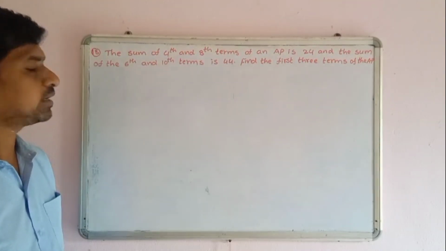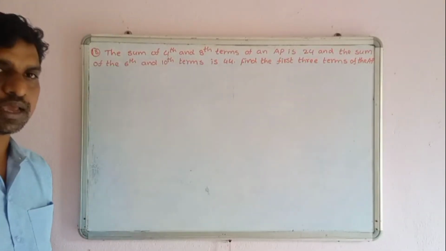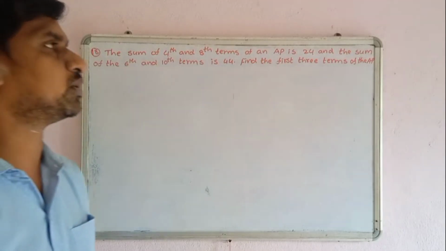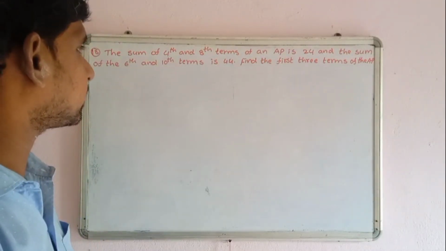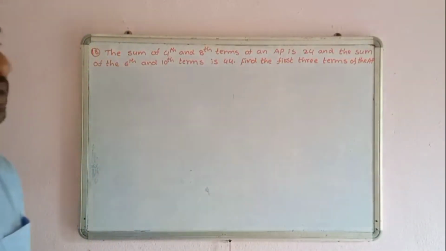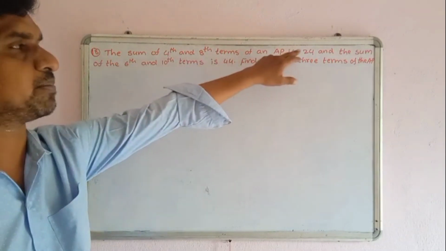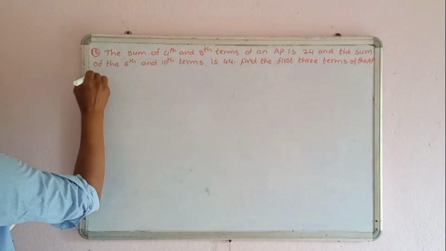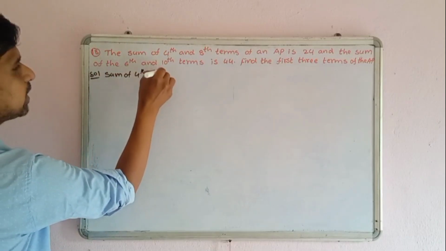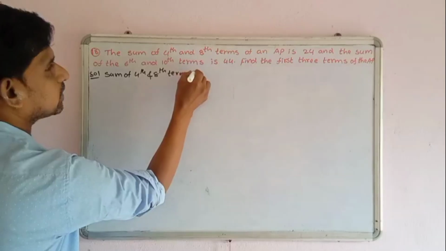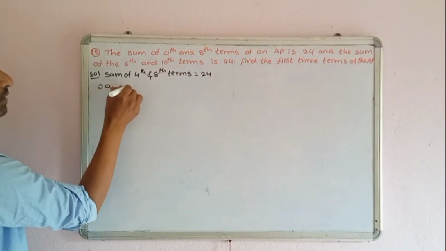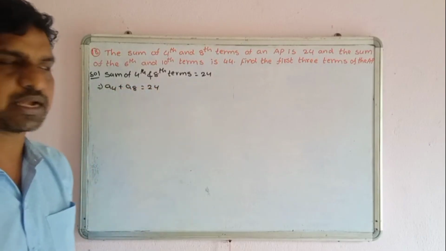Arithmetic progression, exercise 5.2, problem 18. The sum of 4th and 8th terms of an AP is 24. The sum of the 6th and 10th terms is 44. Find the first 3 terms of the AP. See the solution. Sum of 4th and 8th terms is 24, that is nothing but A4 plus A8 equals 24.